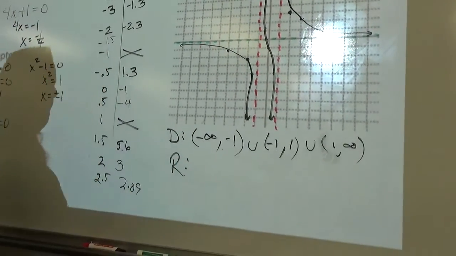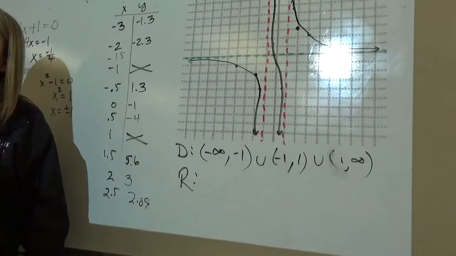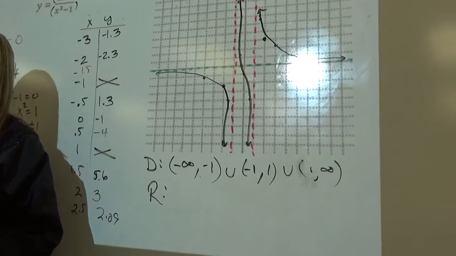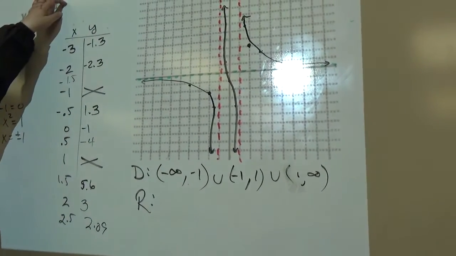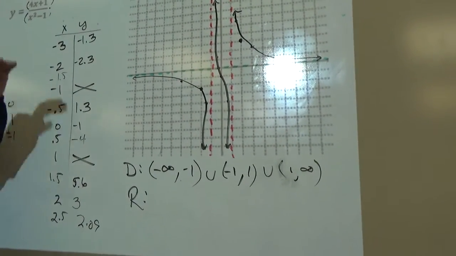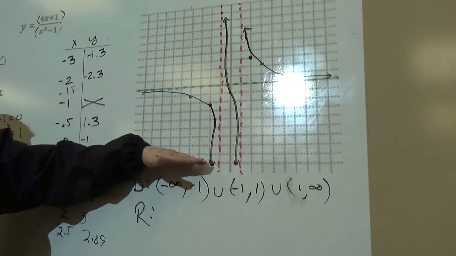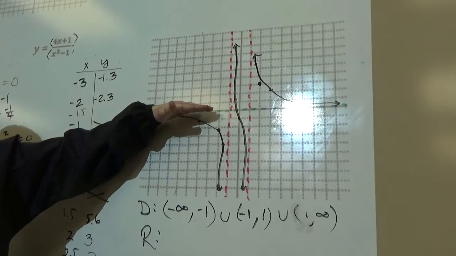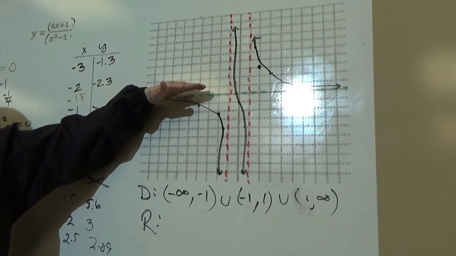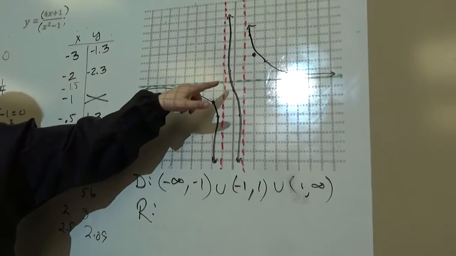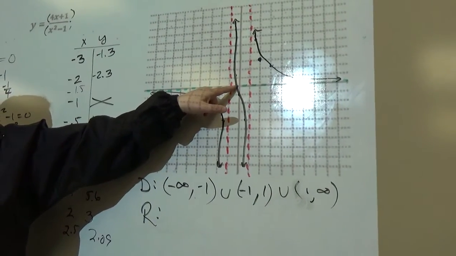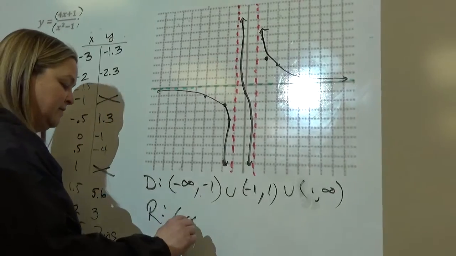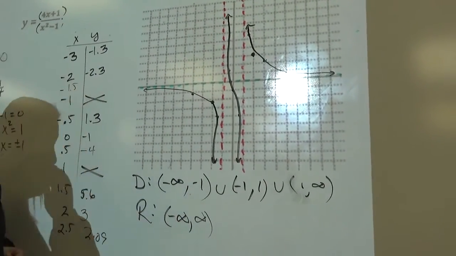Range. Range is the values that will show up for y. What I put in for x, what values will I get for y? Negative infinity always works. It really doesn't stop at 0, because is there something I could put in for x that I would get 0 for y? Yeah. That one. And then everything up. So actually the range is negative infinity to positive infinity.